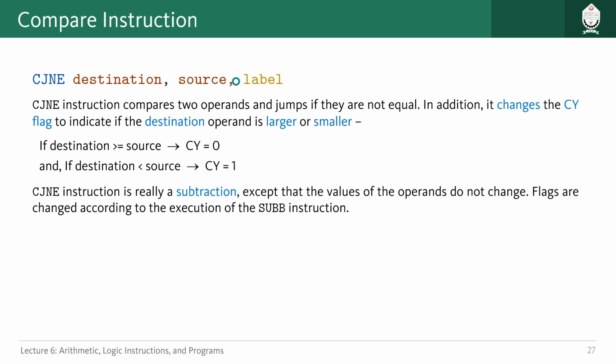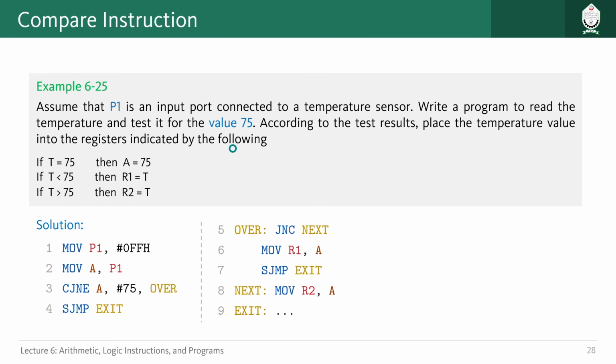In subtraction, we are always dealing with register A, and after the subtraction happens, register A has the result, modifying the previous value, right? This will not happen here. The values we have in destination and source will be intact, but the carry flag will change to indicate which value is larger, destination or source. Let us look at one example to understand how it actually works. Here they're saying, assume that port 1 is an input port connected to a temperature sensor.